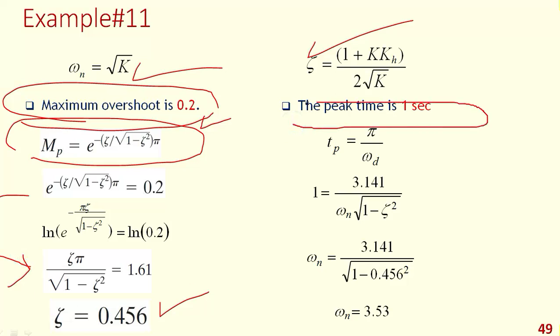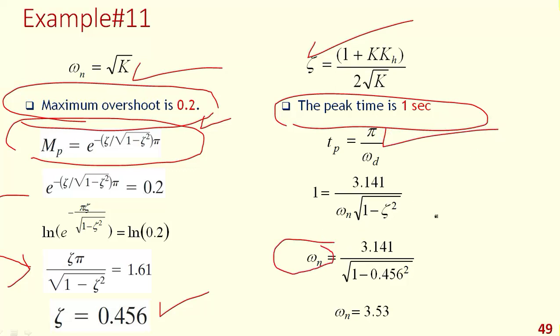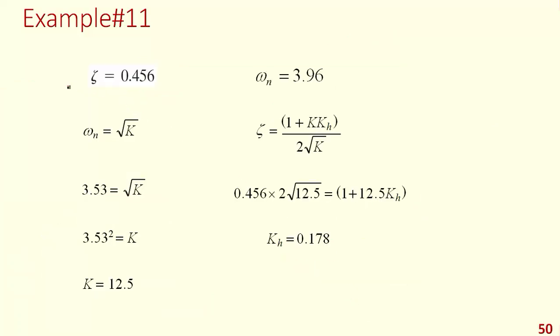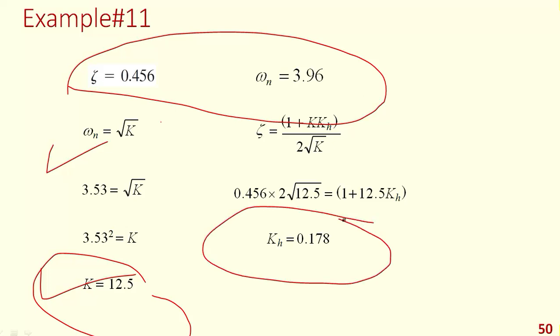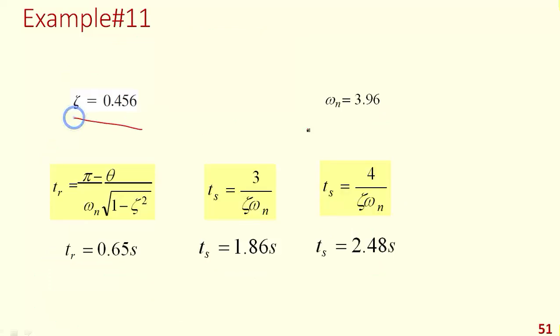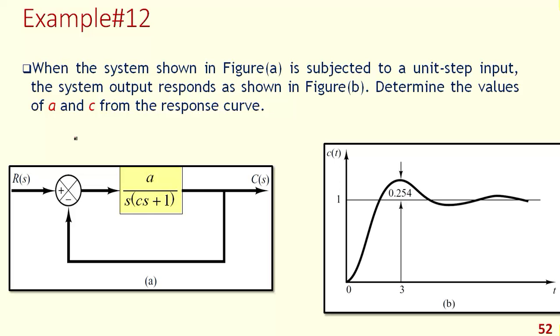Then the peak time is given, that is 1 second. From this peak time you have to find the value of omega n, where omega d equals omega n under root 1 minus zeta square. So we'll get the omega n. From zeta and omega n, you have to find the value of the corresponding constants, that is k and kh. Okay. Then using these equations, you have to find the rise time and settle time. Similar type, the next problem.